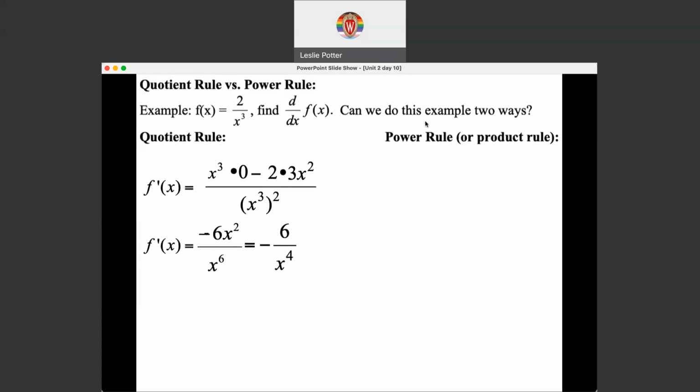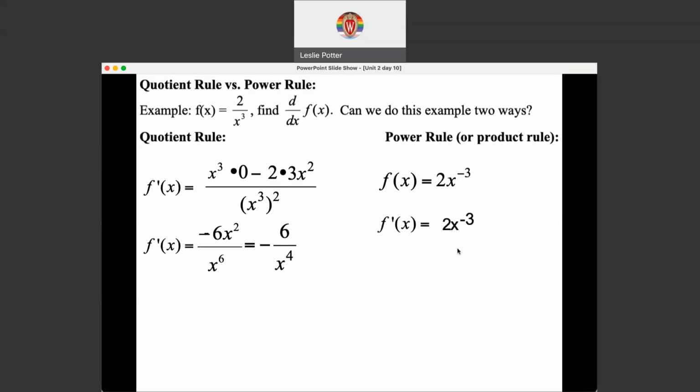Now let's use the power rule. Okay, I say the product rule, but it's really just the power rule because we have a constant on the top. So we have 2x to the minus 3, right? This is how we would have handled it a couple of days ago. All right, let's just do the power rule here. Bring the negative 3 down. Decrease the power by 1. Remember, 1 smaller than negative 3 is negative 4.